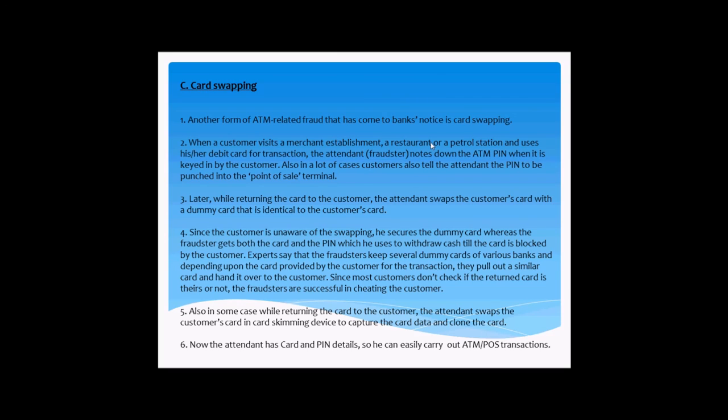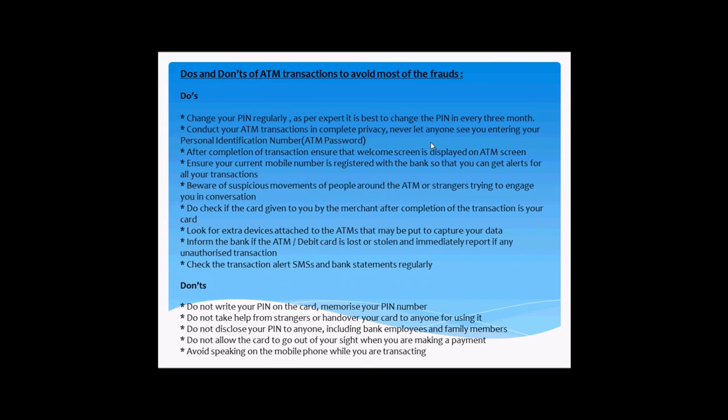So after that, whenever the customer is leaving that merchant or that restaurant, the attendant makes a clone of the card. So he has a duplicate card and he has the PIN. In this case he can carry out normal transactions and commit the fraud. And now we have covered the most common forms, or modus operandi, of ATM frauds.